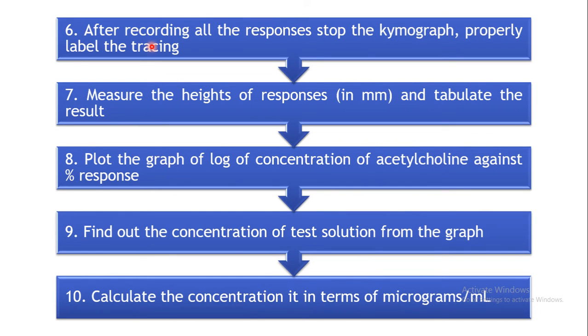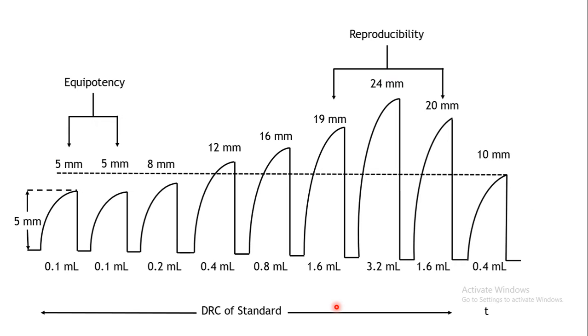Now after recording all the responses, stop the kymograph, label your tracings appropriately, which will be shown in the further slides. Measure the heights of the responses in millimeters and tabulate the result. Next step is to plot a graph of log concentration versus percent response, log concentration on the x-axis and percent response on the y-axis. Find out the concentration of your test solution from the graph. There are certain calculations which will be discussed in further slides, and calculate the concentration in terms of micrograms per ml. We'll see the calculations a little later.